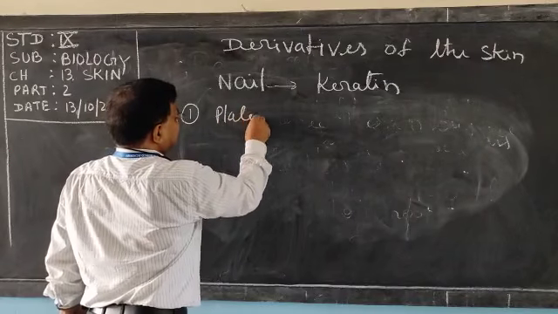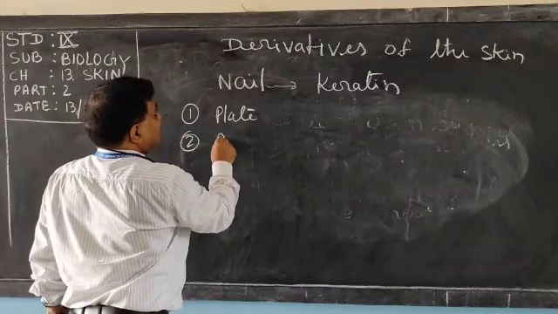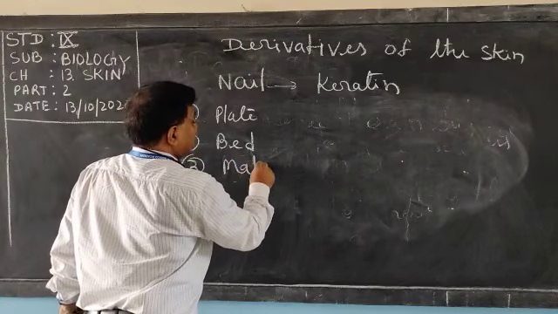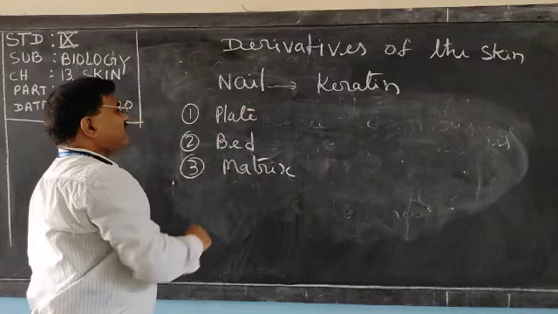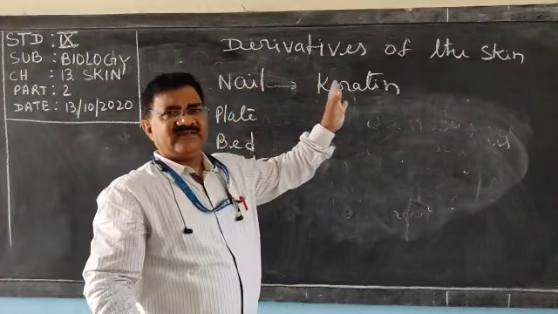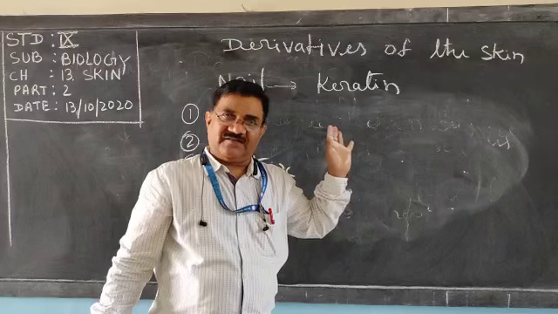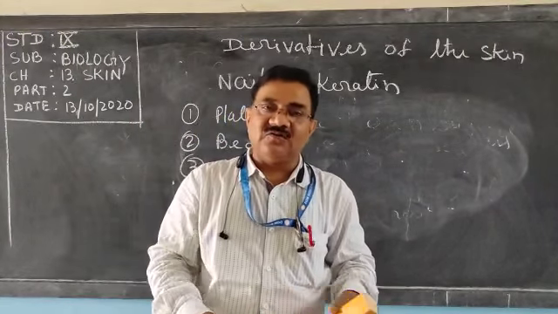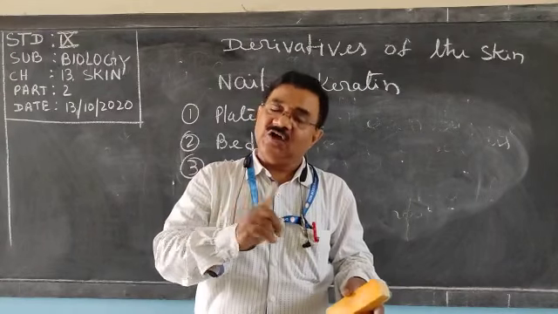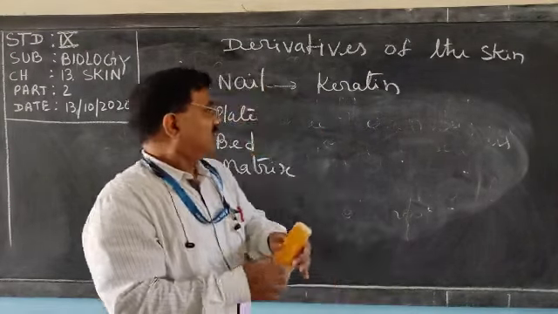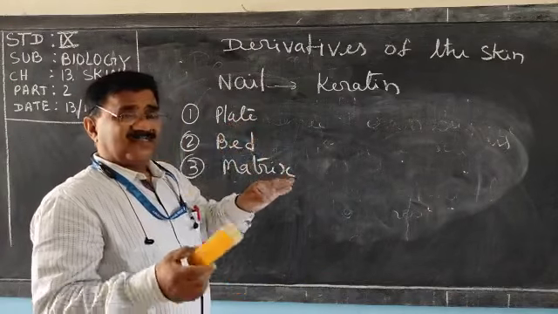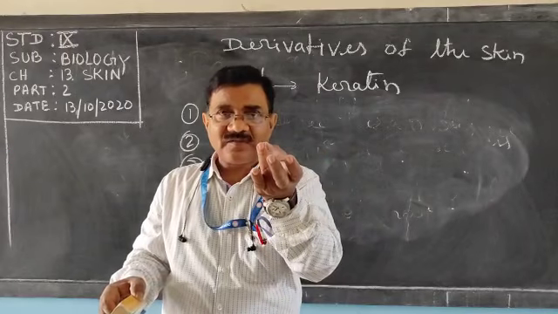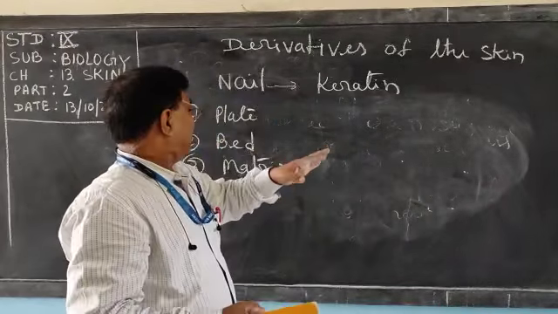Plate, bed, and the third part is the matrix. We have understood that the nail is a hardened keratinous plate. It is made of dead cells, and even after death the nail and hair grow. The plate is the part of the nail which is visible.